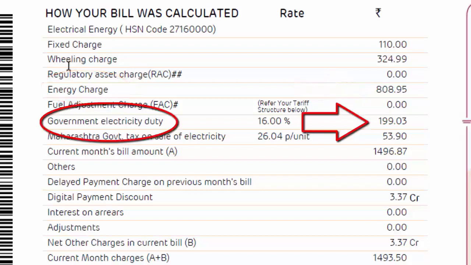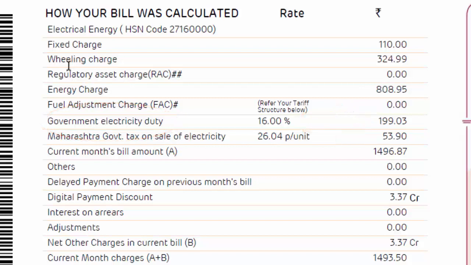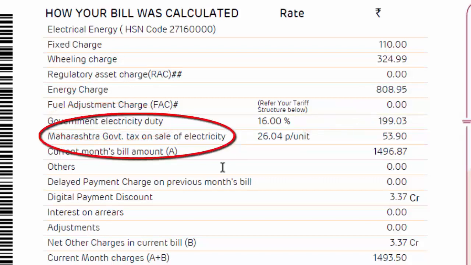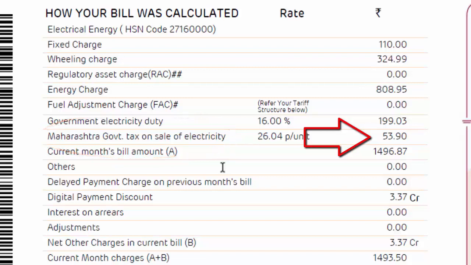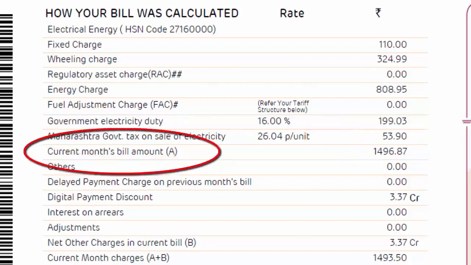We can also see the government electricity duty at 16%, which comes to 199.03 rupees. Additional to that, we can see Maharashtra tax, which is at 26.04 paise per unit, which comes to 53 rupees 90 paise. We can see that the total electricity bill is 1496 rupees 87 paise.